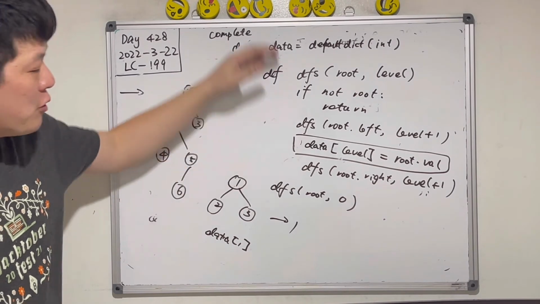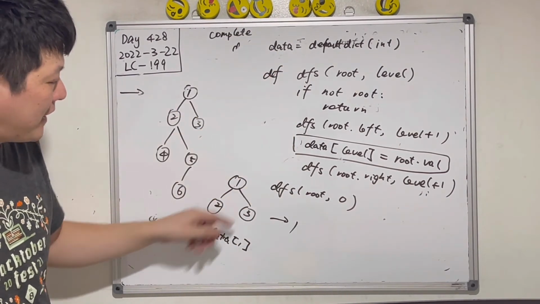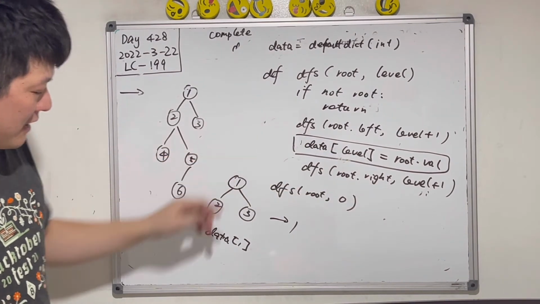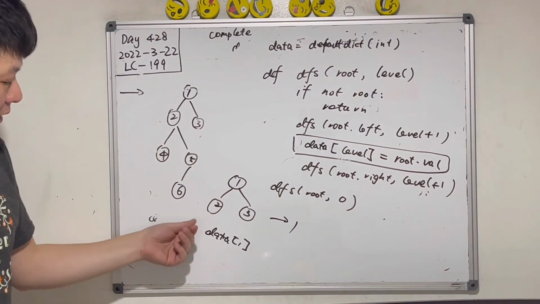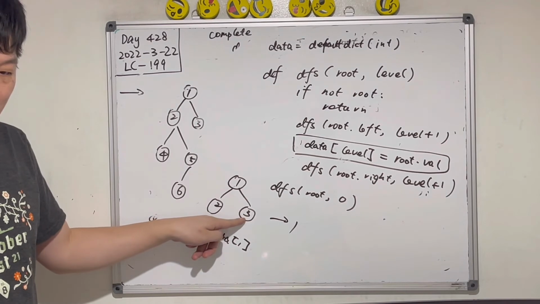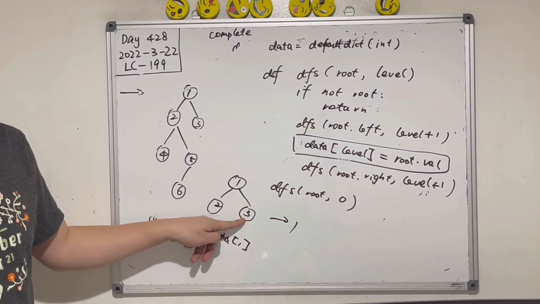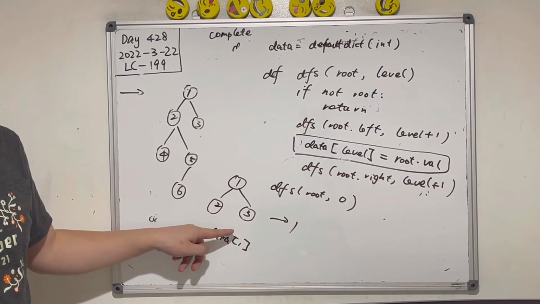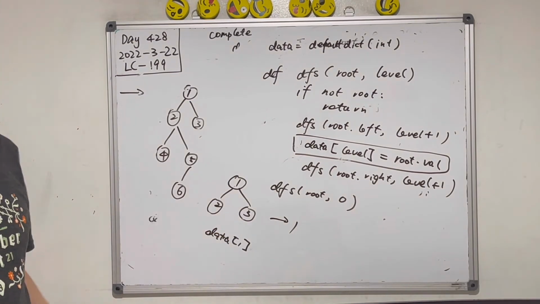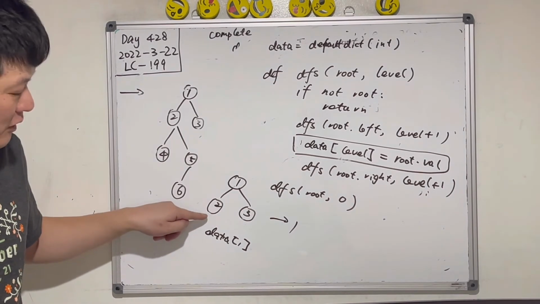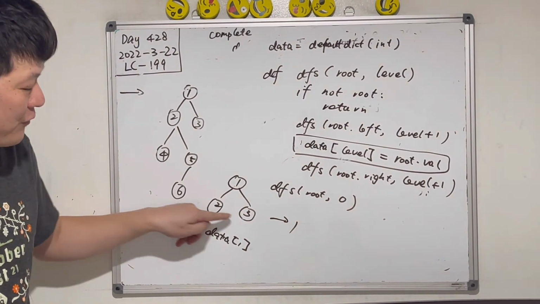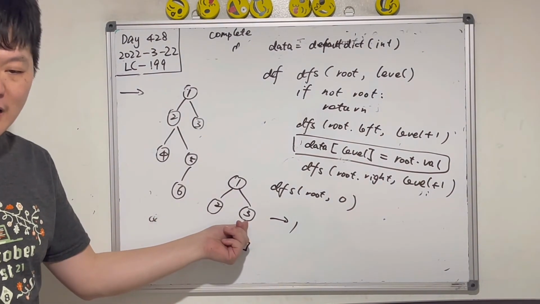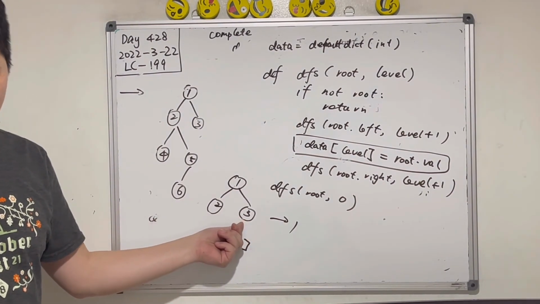When we are traversing using depth search, we are updating the dictionary. The key is the level. Okay? So listen to me here. Data 1, 2, 3. What's the final value of data 1? 3. Yes, 3. Because first data 1 equals 2, but we visit the tree in pre-order, so it means the 3 gets visited last.